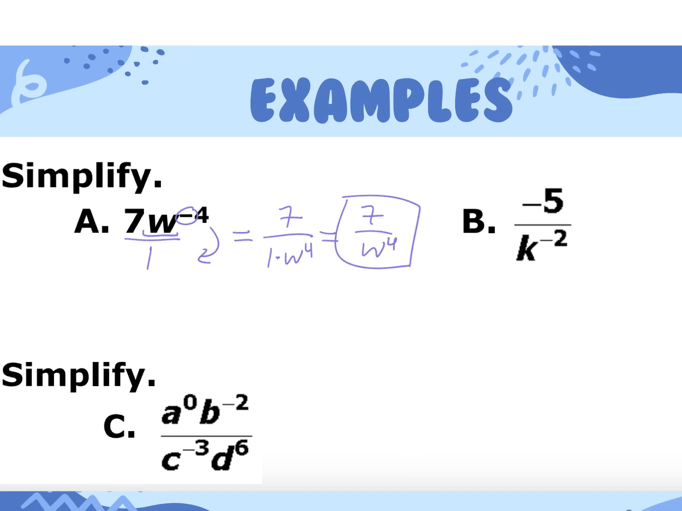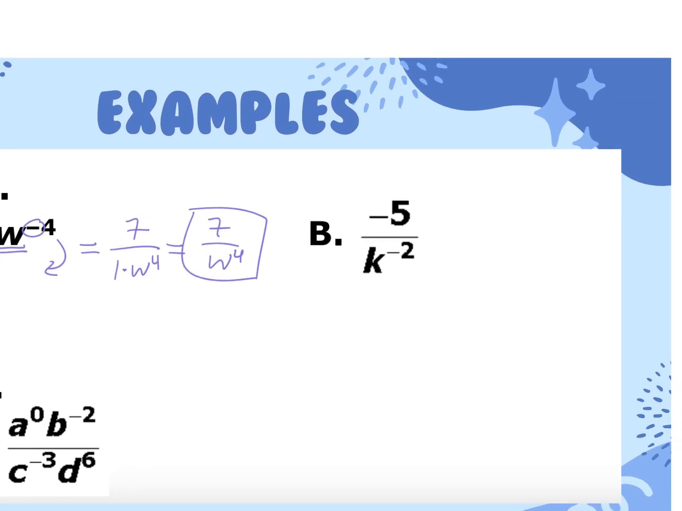All right, now let's look at B. I have a negative 5 over k to the negative 2. Now, I need you guys to be careful with these kinds of problems because this is a common mistake that I see even in Algebra 2. I've done this lesson in the very beginning of the school year of Algebra 2, and a lot of people, when they see this negative, are tempted to immediately move it to the bottom, or immediately flip its position. This negative in front of the 5 is not in an exponent, right?